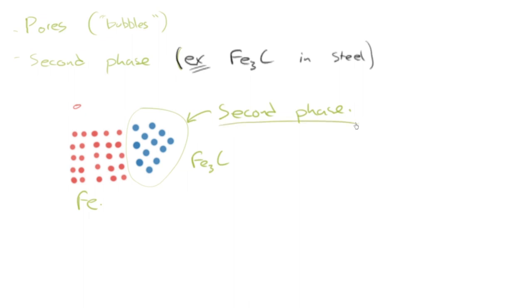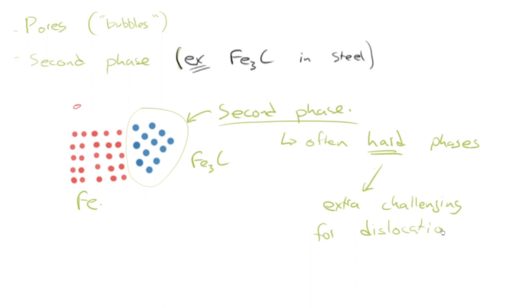One thing to note about these second phase particles is that they are often hard phases. That is, they have a high strength. What happens with that? Well, that makes it extra challenging for a dislocation to traverse, or for dislocation movement. Much the same concepts as we saw previously for a dislocation moving across a grain boundary. Now it's moving, it's got to change direction, navigate all these things at the boundary.